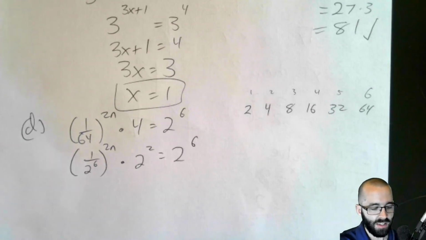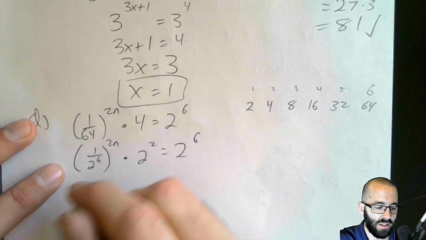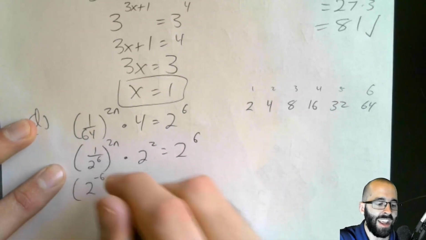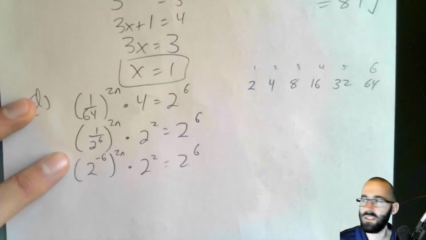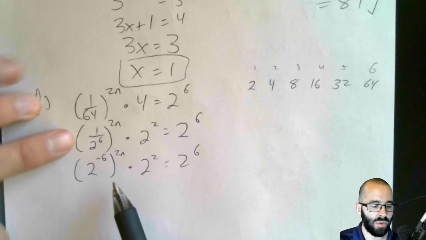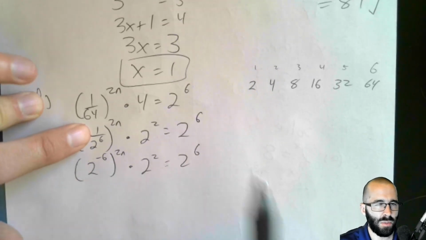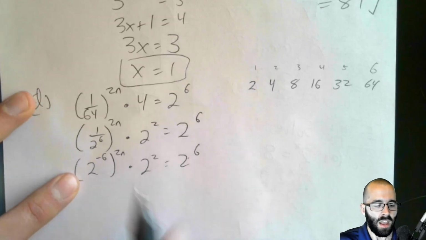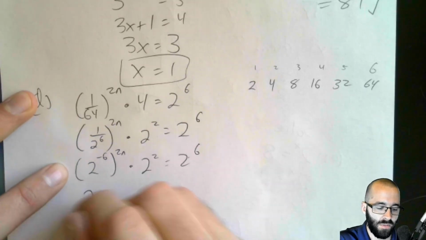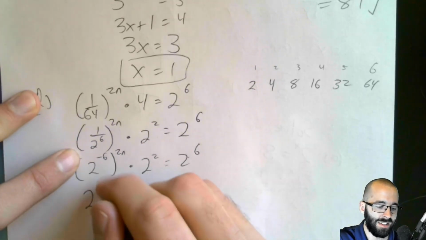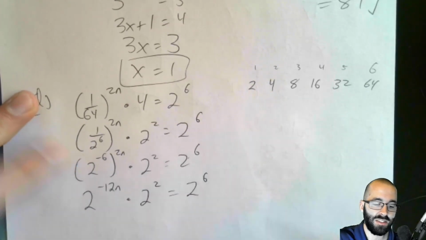All right, so now we have to deal with that fraction, right? Fraction means negative exponent. This becomes 2 to the negative 6th power raised to the 2n times 2 squared equals 2 to the 6th. Only thing that changed here is we wrote this fraction with a negative exponent. Negative exponent means fraction, means reciprocal. And now we have an exponential raised to an exponent. We multiply those exponents. Negative 6 times 2n is negative 12n. And now we're very close.